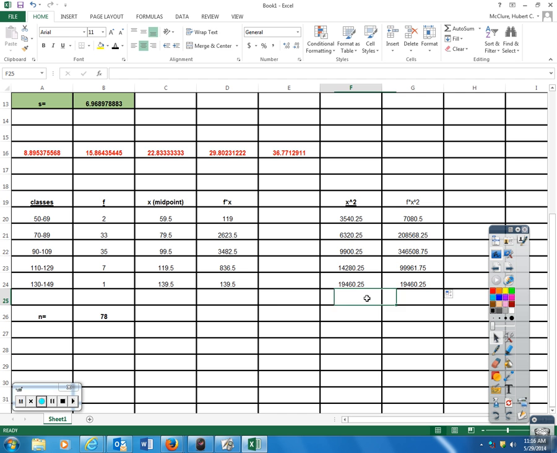And we need a summation for both of these. This number right here, we need that, and we need this. And let's make those bold, because we're going to use them in a calculation.